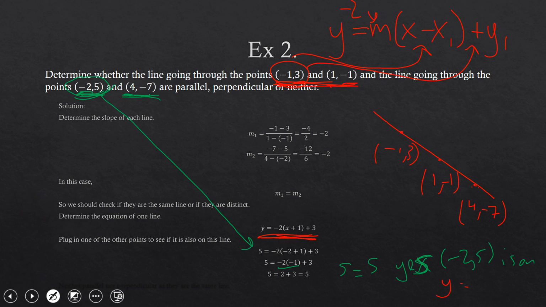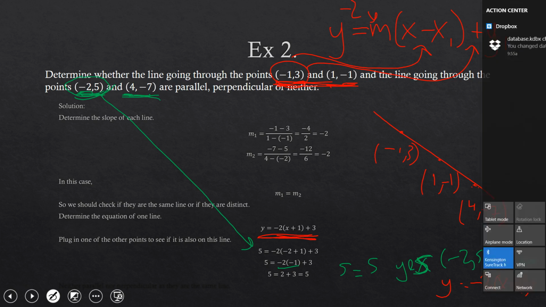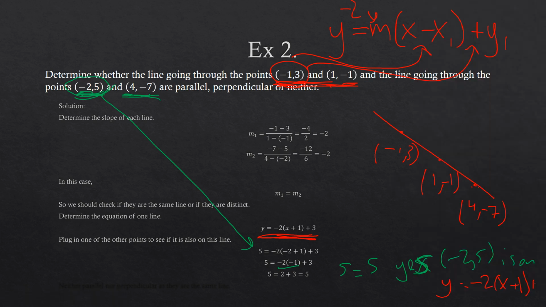y equals -2 times x plus 1, plus 3. Everything got a little bit dimmer. Oh well. And so they are, in fact, talking about the same line. So it's not parallel, not perpendicular, they're the same line.